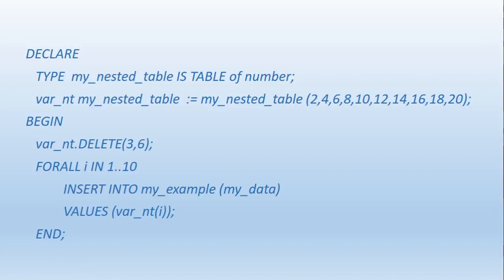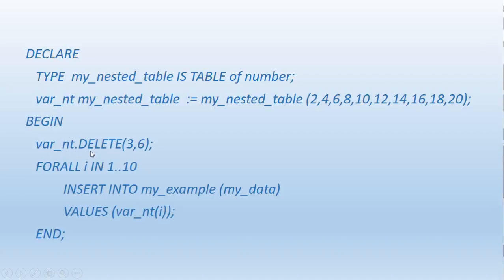In this example, I have declared a type first. The name of the type is my_nested_table, which is a table type and is going to store number type elements. Then I have declared a variable. The name of the variable is var_nt, and this is of the same type, my_nested_table. And here I have initialized some values into this variable, 2, 4, 6 and so on.